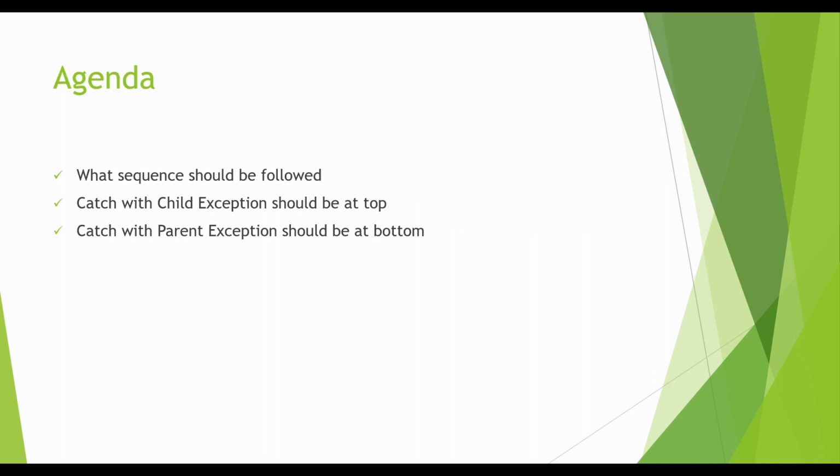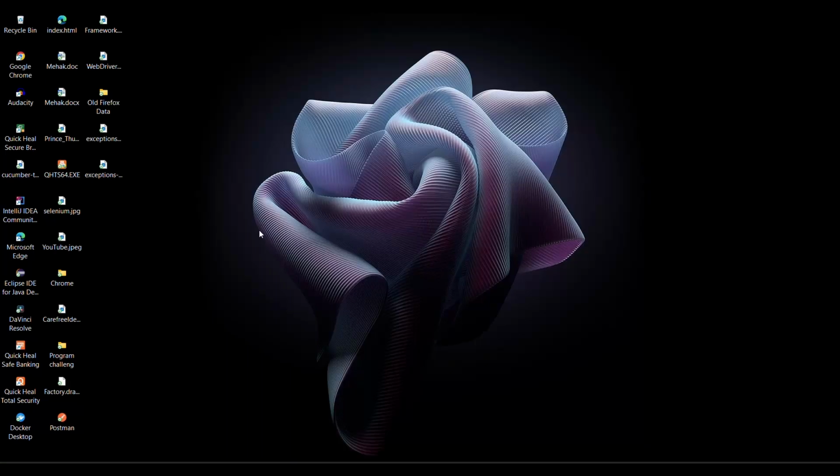So in today's discussion, as we were discussing, we can use multiple catch blocks to handle multiple exceptions. Now the next question is: what should be the order of catch blocks, meaning which catch block should come first and which catch block should come later, right? So let us try to understand theoretically first, and then we will cover it practically. In case of multiple catch blocks, the child catch block with child exception should come first, and the catch block with parent exception should come later, right?